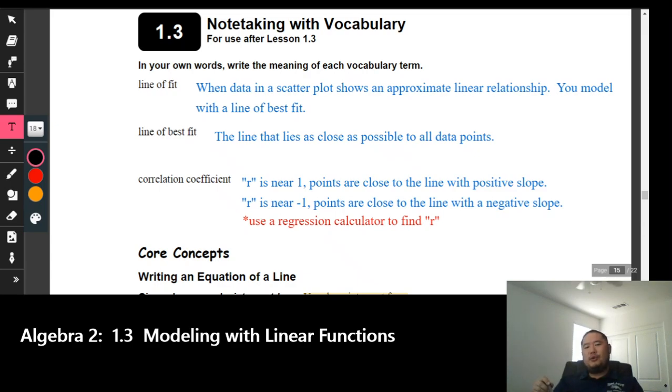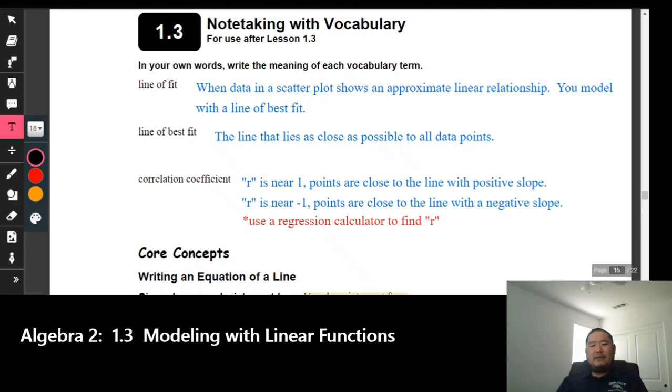So that takes us to our third term, which is the correlation coefficient. We use the variable r, and if r is near 1, that tells us that the points are close to the line with positive slope. If this value r is near -1 or close to it, then the points are close to the line with a negative slope. And then use a regression calculator to find r.